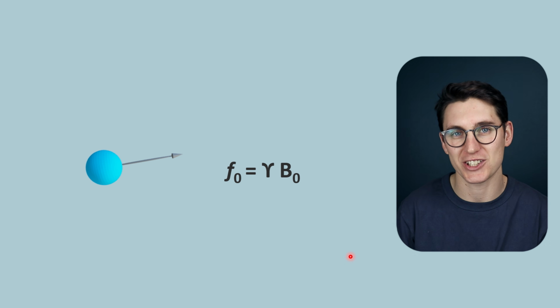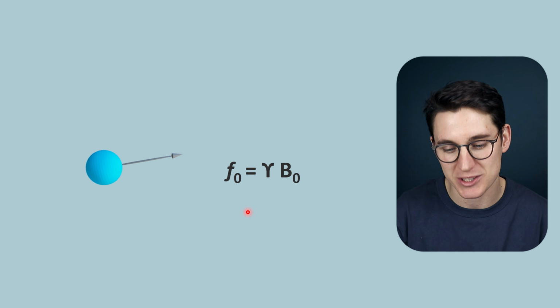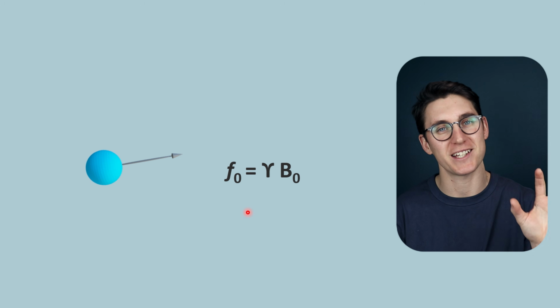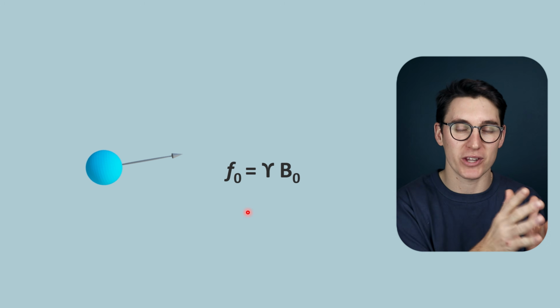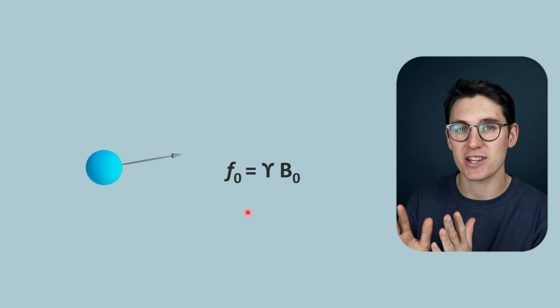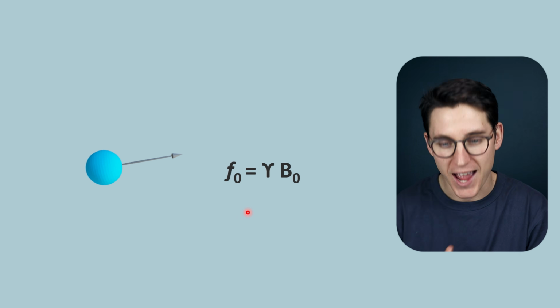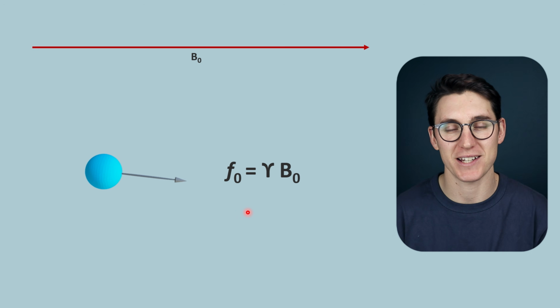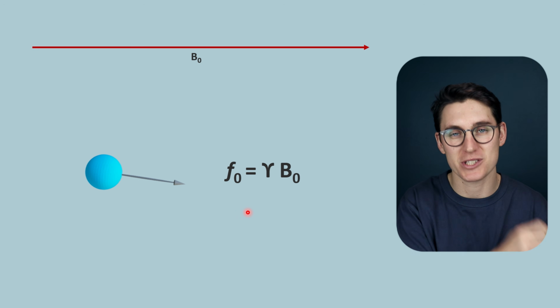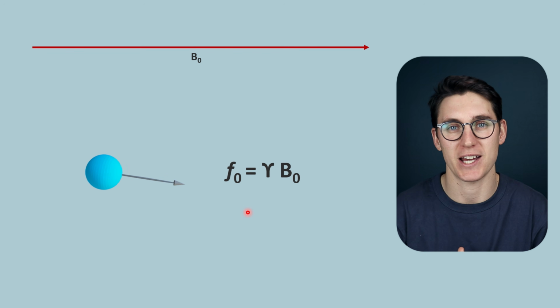Now the Larmor equation states that the precessional frequency is a product of both the gyromagnetic ratio, which is specific for the atom we're looking at, and the strength of the external magnetic field. And the stronger we make the external magnetic field, the faster the precessional frequency of the hydrogen atom.